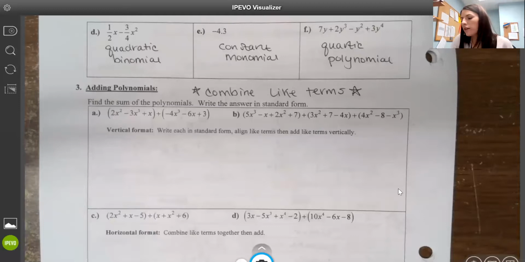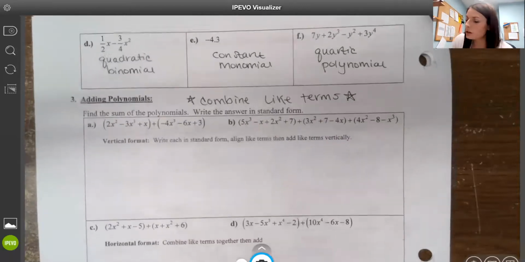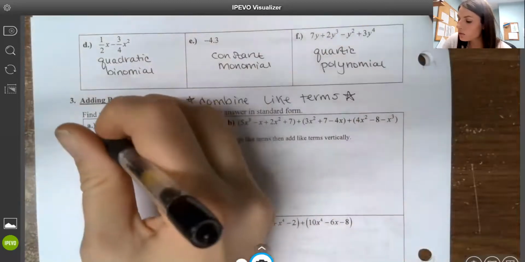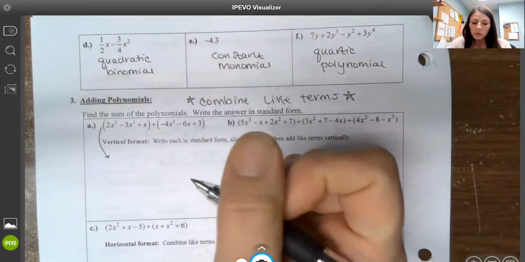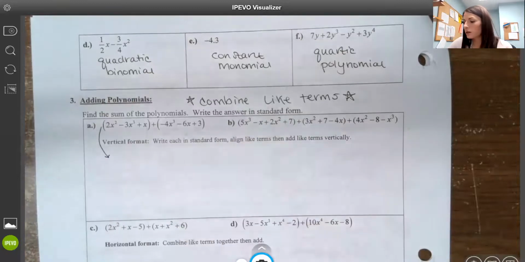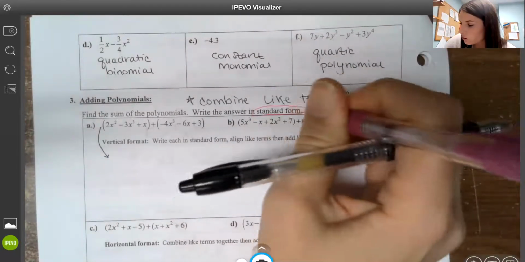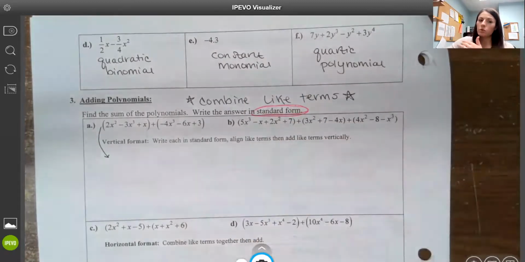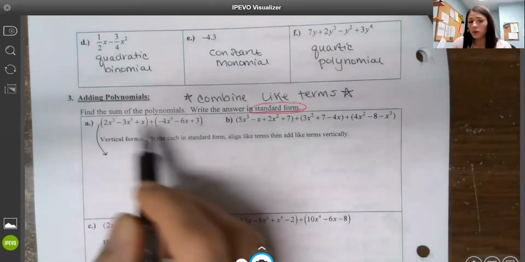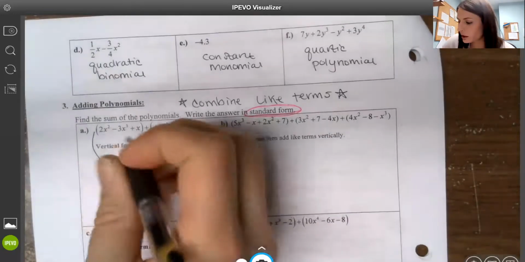So the first way we're going to look at this is organizing our terms vertically, one on top of the other. So if I take this first example, one thing that's going to be important is that we want to write our answers in standard form. So it says that right here, but I just want to point out that our answer should be in standard form, which means largest exponent to smallest. So I'm going to rewrite this problem, and as I rewrite it, I'm going to write it in standard form.